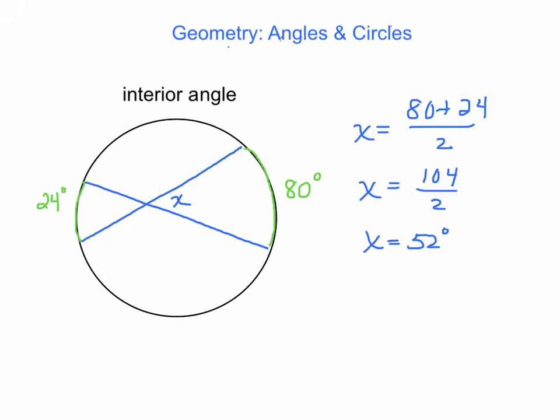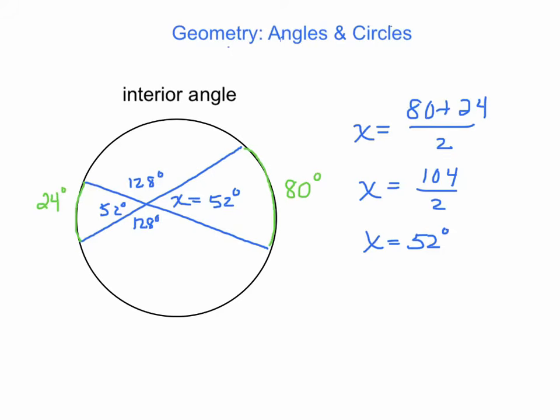So this angle right here is 52 degrees. Its vertical pair is also 52 degrees. And we could even get the other two angles in here because they are linear pairs with 52. So this angle over here will be 128 degrees, and so will this angle right down here.